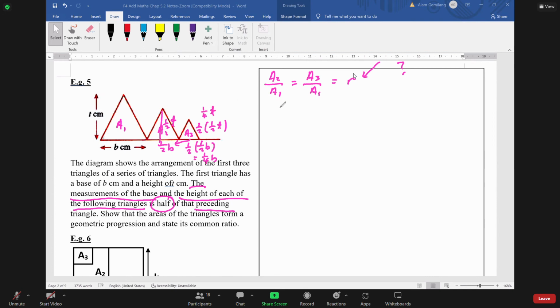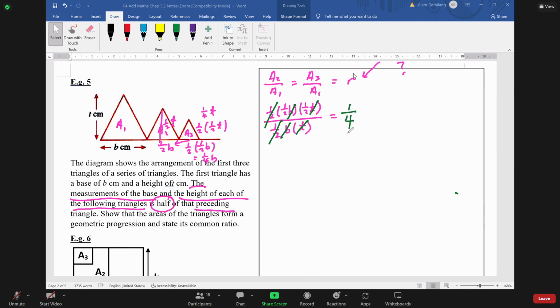Okay, so what's the area? A2 is what? A2 is half times base, base is 1 over 2 B, times height 1 over 2 T, over half times B times height. So simplify: divide by B, divide by B, divide by T, divide by T. So it's half times half, so it's 1 over 4.